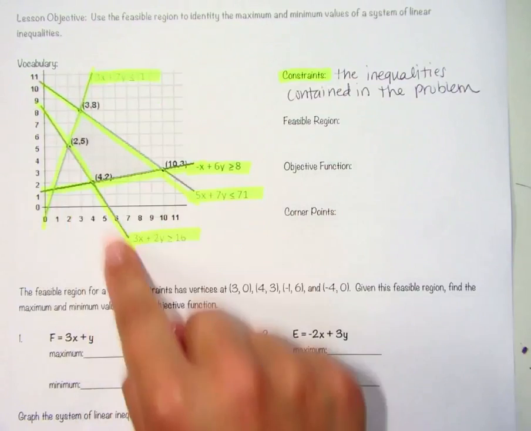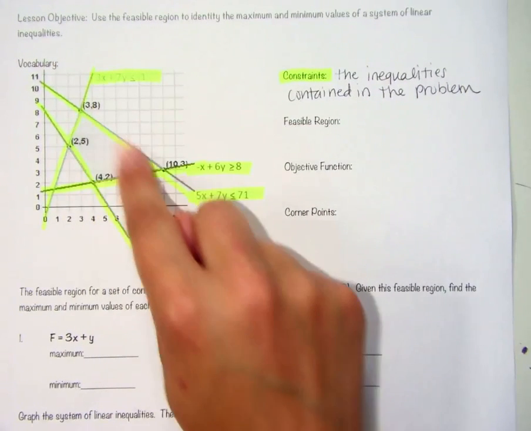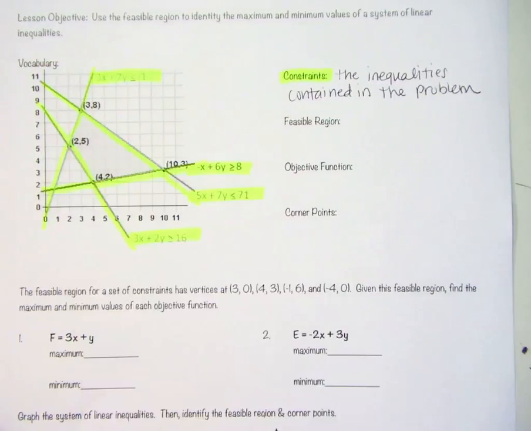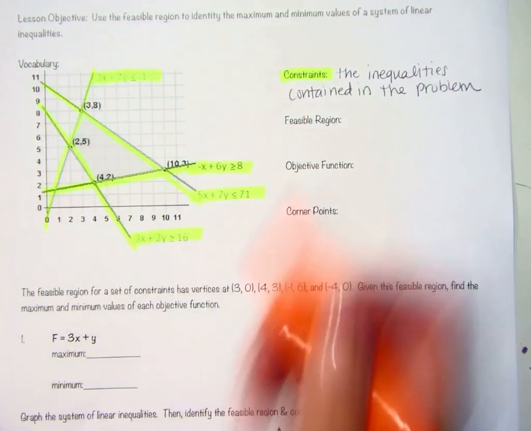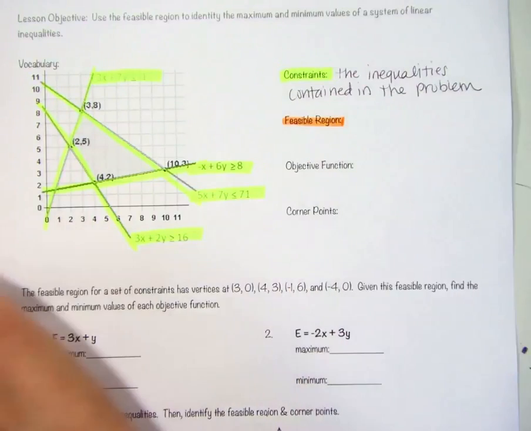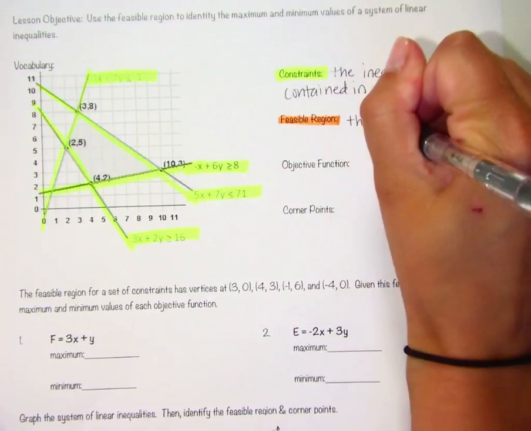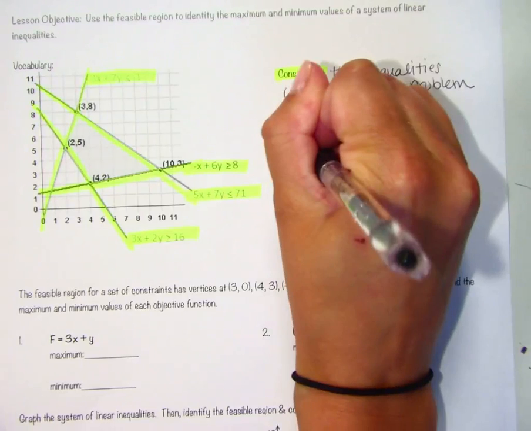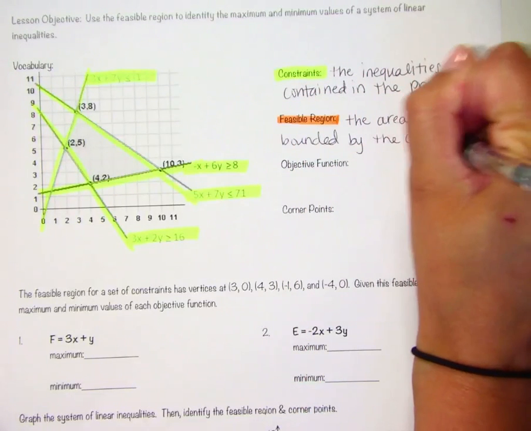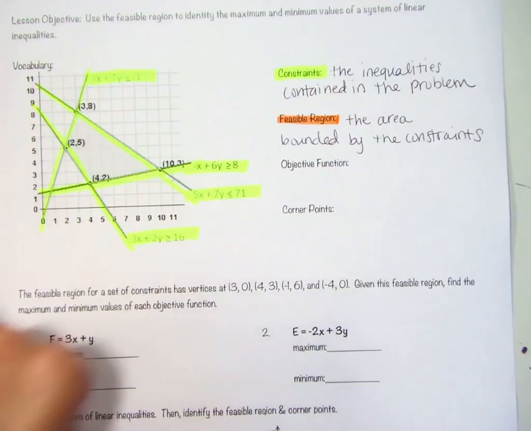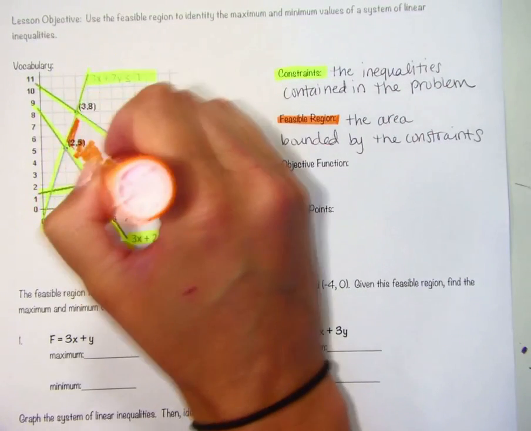You can kind of see how when you graph those inequalities, it cuts off a region. Sometimes it's like a little triangle, sometimes it's a quadrilateral like we have here, but that is what we call the feasible region. This is the area bounded by the constraints. So in this case, we have this little quadrilateral. This is our feasible region.